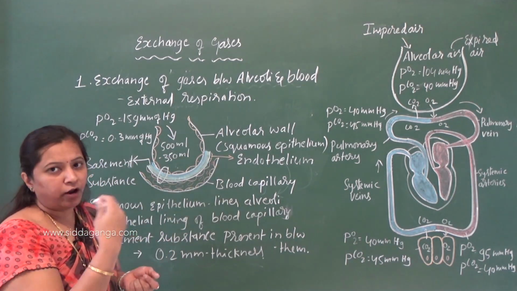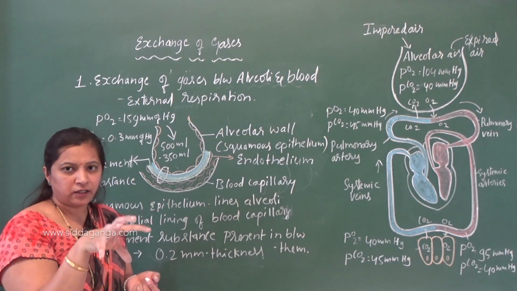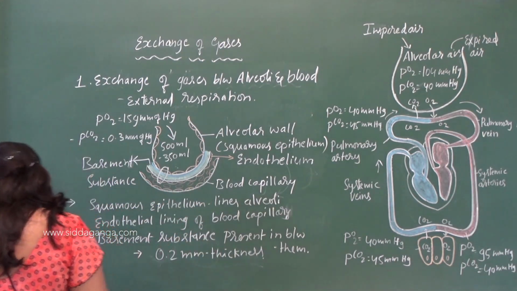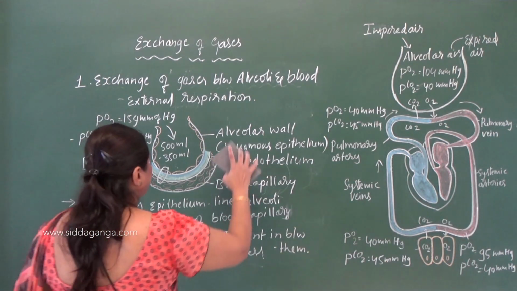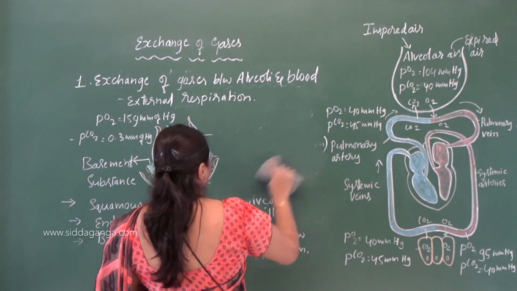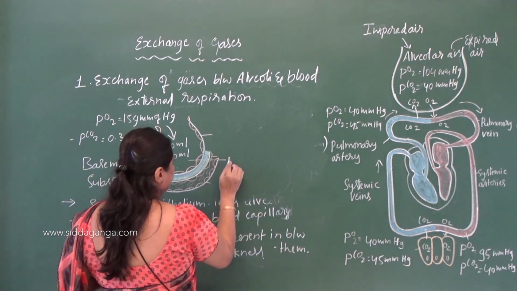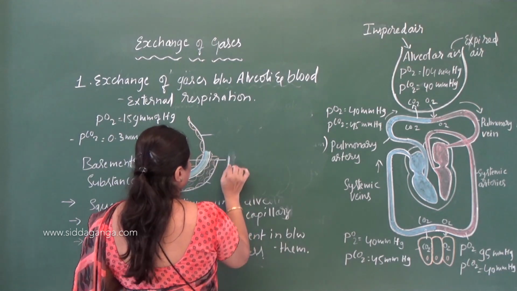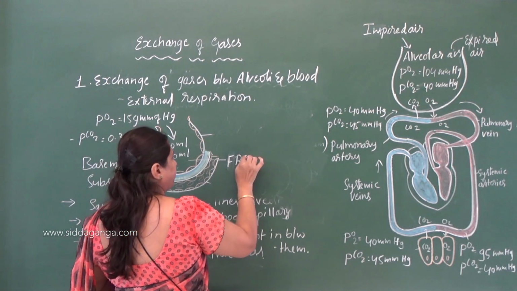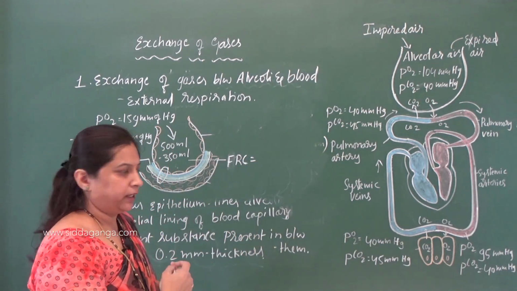After normal expiration, some volume of air remains inside the lungs. That is what is called the functional residual capacity, FRC. You just recall: it is the volume of air that remains in the lungs after normal expiration.